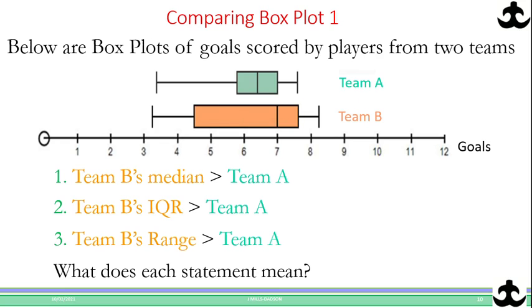So note, the bigger the interquartile range, the less consistent the median. The smaller the interquartile range, the better and the more consistent is the median. The smaller the interquartile range, the more consistent or better it is for the median to represent the data.